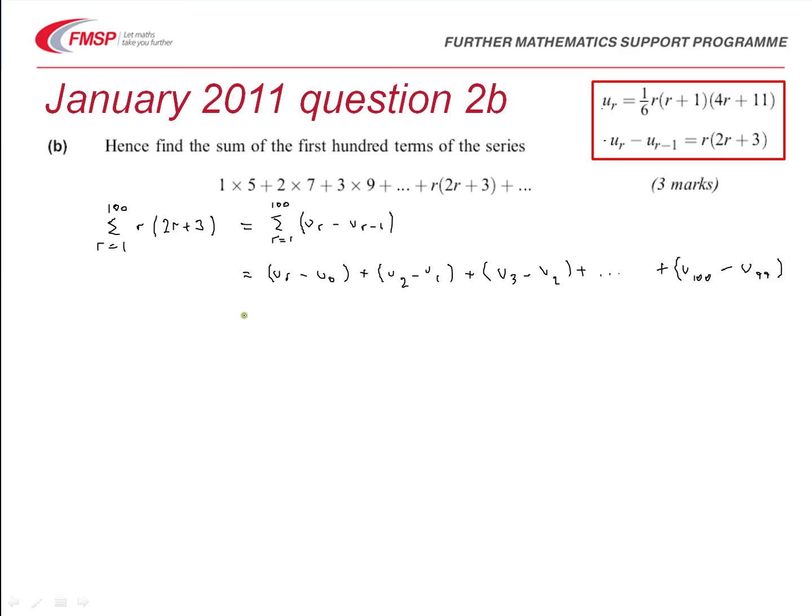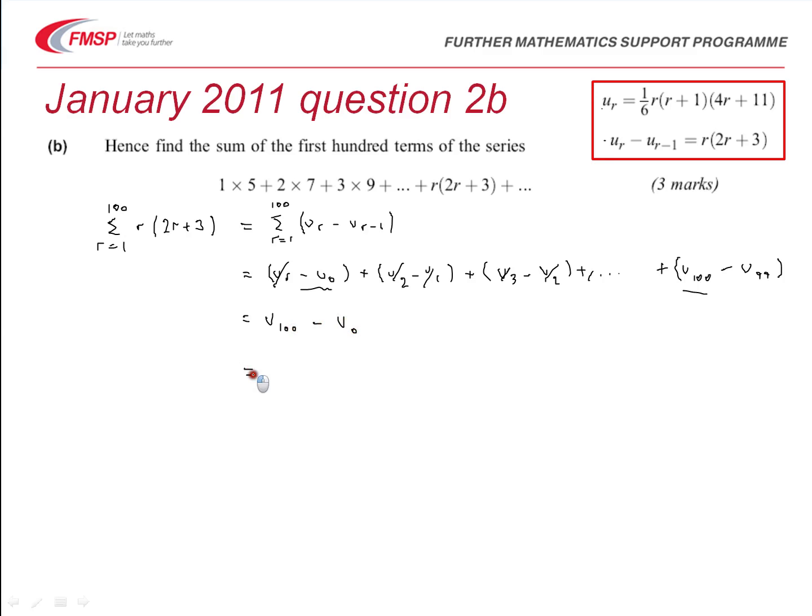Now we can see that if that's the case, the only terms that are going to be left when we cancel out the terms, like this U1 goes out with this one, and this U2 goes out with this one, and this U3 will go out with the next one, and so on and so on. So the only things that will be left will be the minus U0 and the U100 out of the last bracket. So this just becomes U100 minus U0.